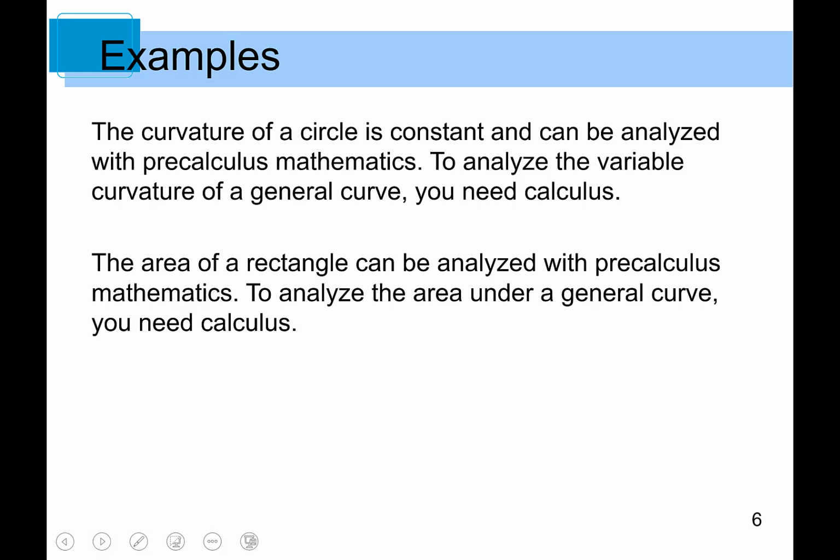The curvature of a circle is constant and could be analyzed with pre-calculus. To analyze the variable curvature of a general curve, then you need calculus. The area of a rectangle could be analyzed with pre-calculus, but in order to analyze the area under a general curve, then you need calculus.